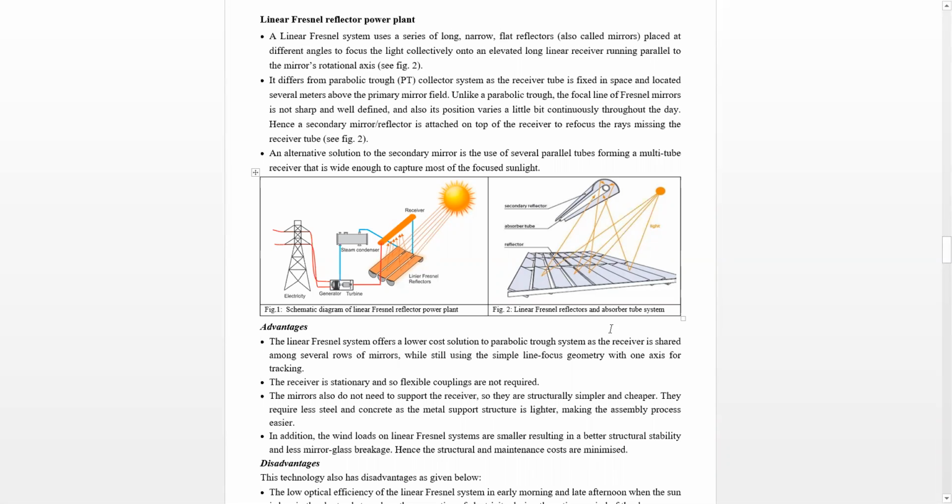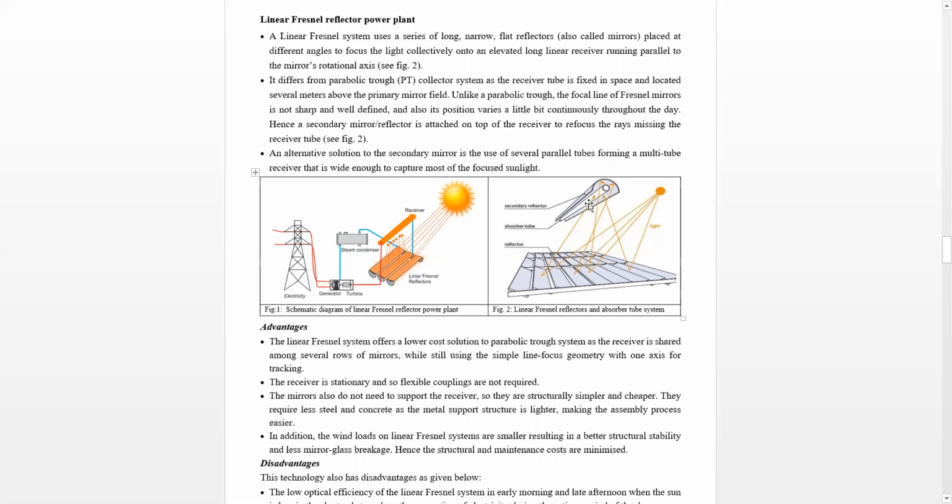So here you can see that in the linear Fresnel system, there are several flat reflectors, right? And they are placed at different angles. Say, for example, the reflectors on this side are tilted towards the sun, whereas the reflectors placed on this side are tilted away from the sun, and the receiver is placed at a certain height above these reflectors over here.